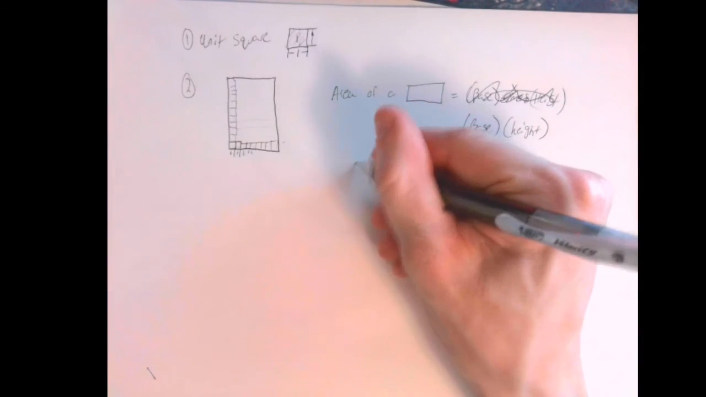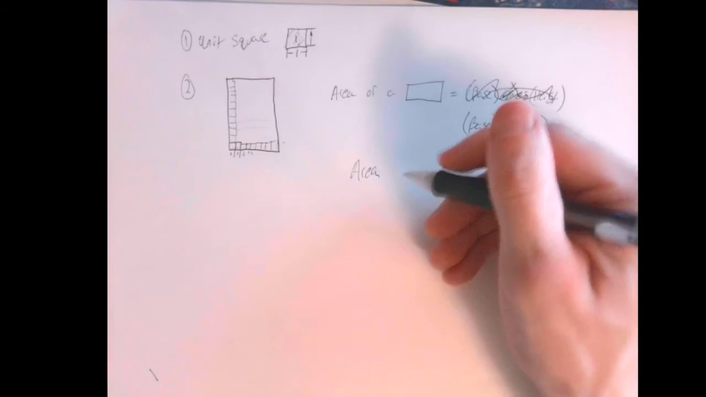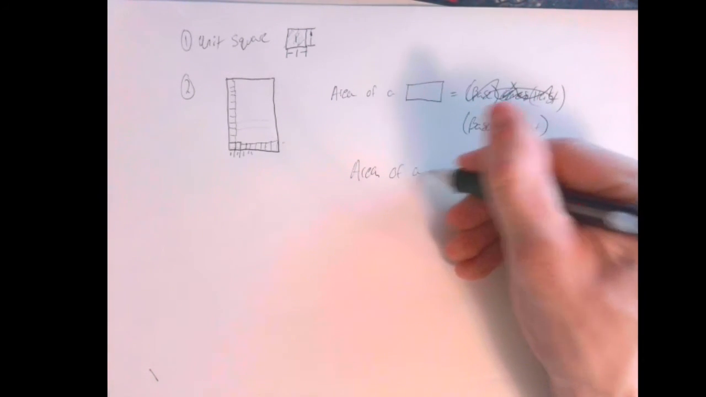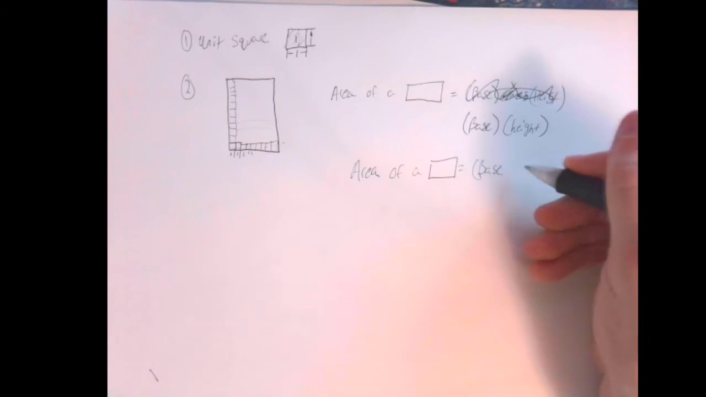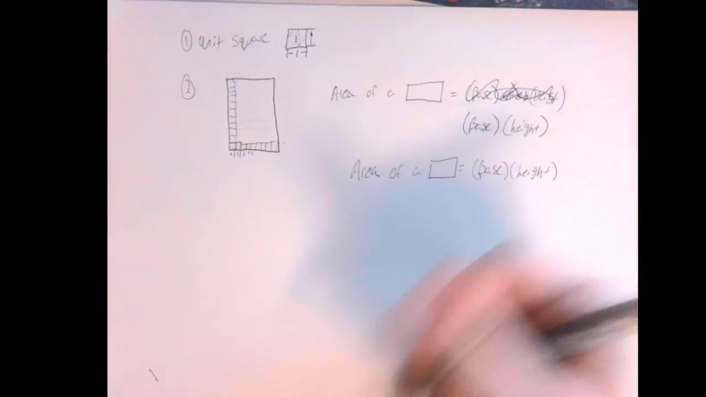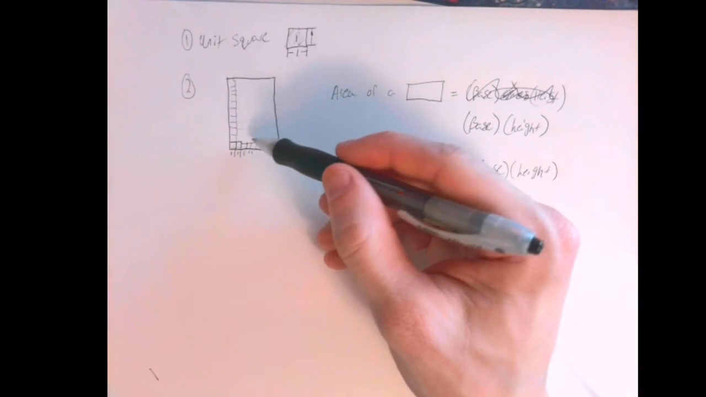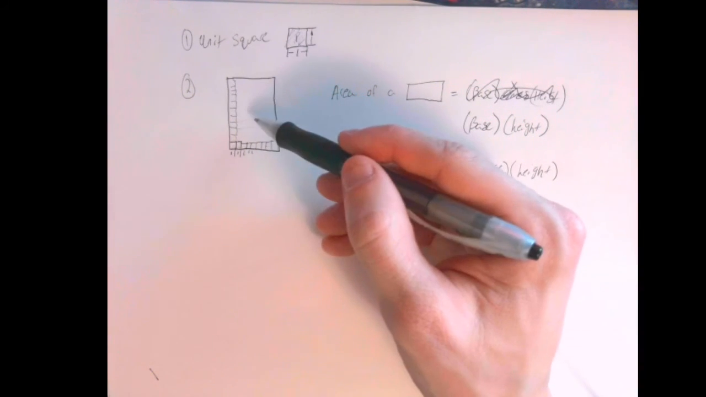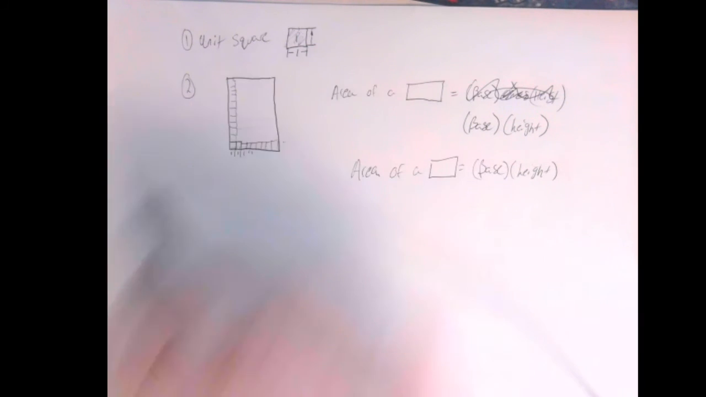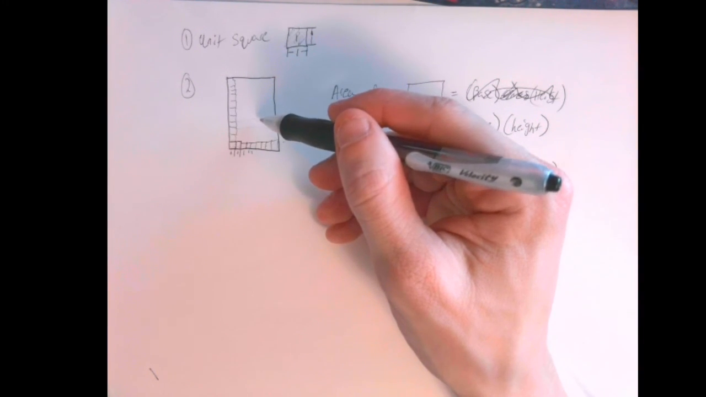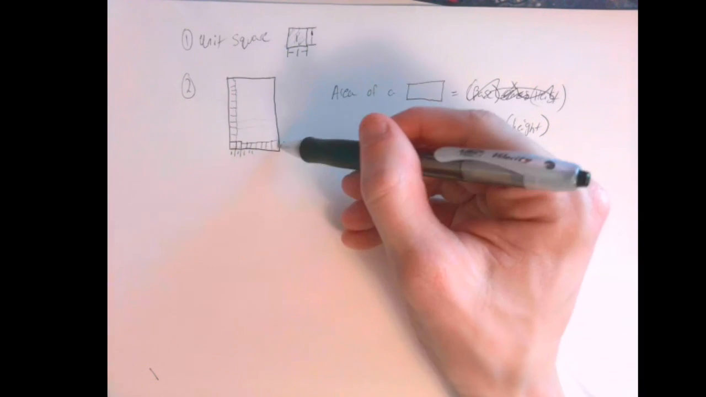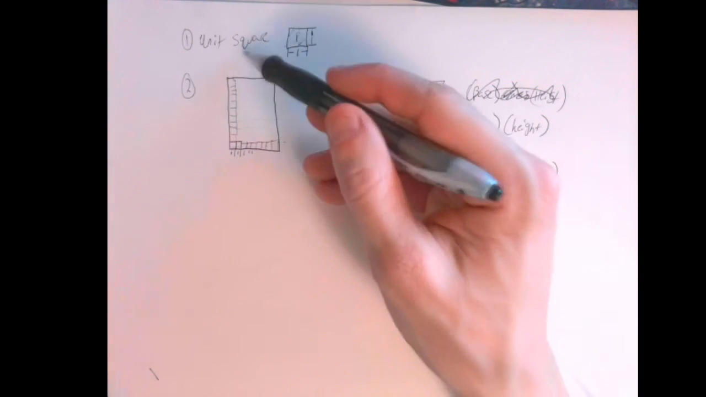So once again, the area of a rectangle is base times height. And once again, that's because the area is how many unit squares are in the rectangle here. You can find that out by multiplying the squares that are on this side by the squares that are on that side.